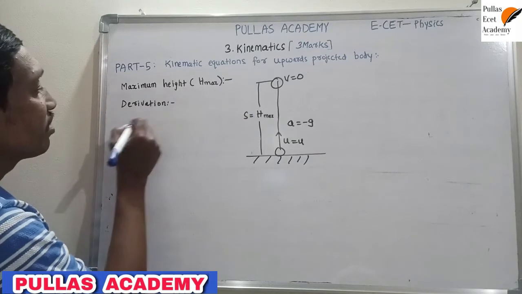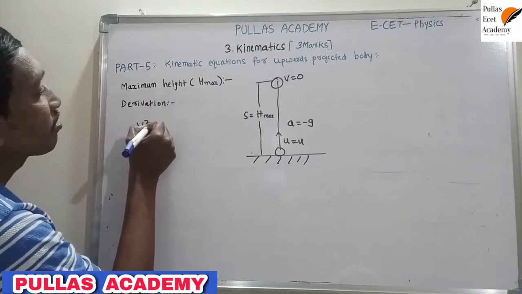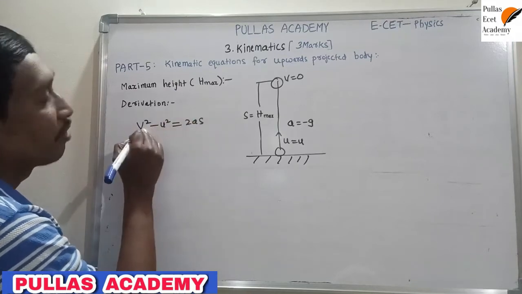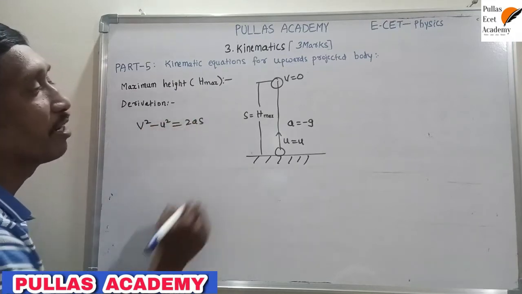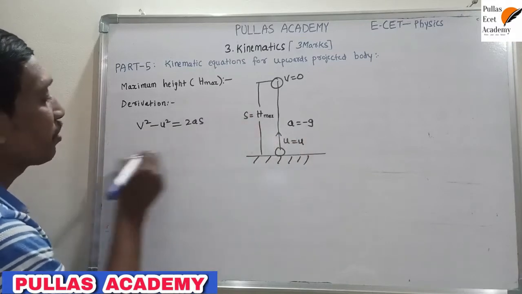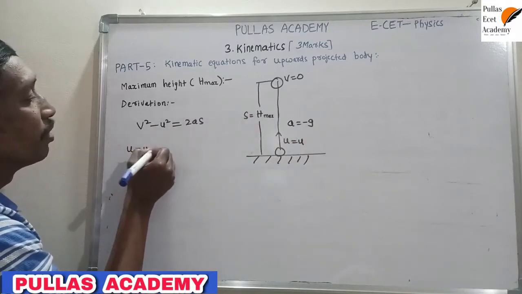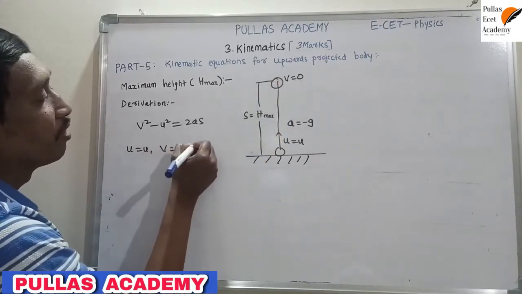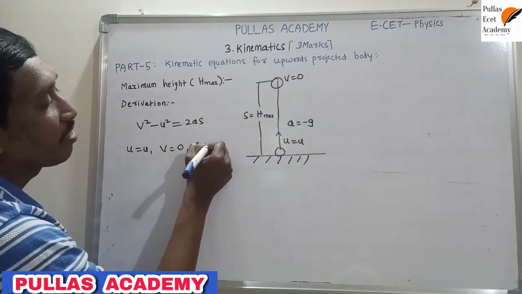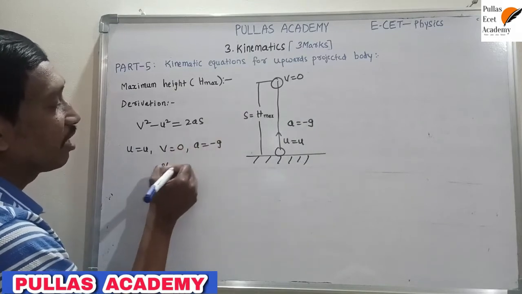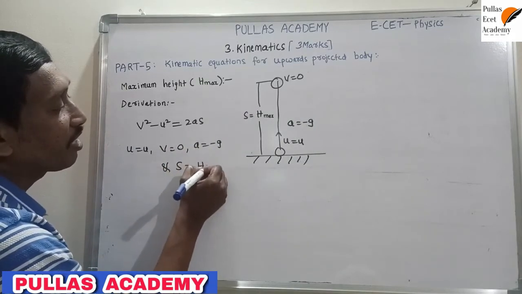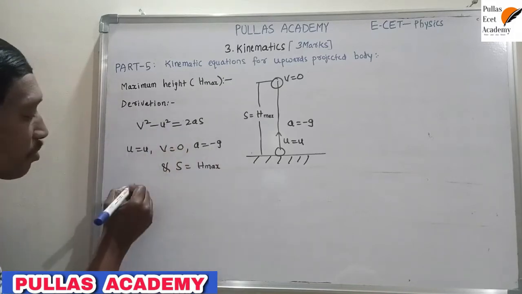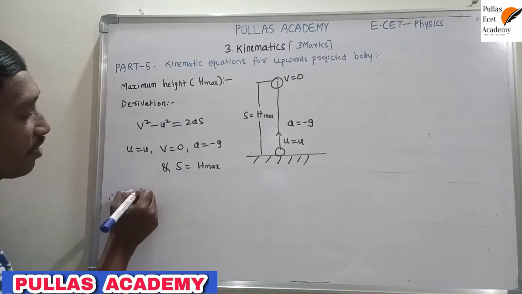In the derivation, first we have to recognize the third kinematic equation for a uniformly accelerated body: v square minus u square is equal to 2as. In this equation for an upwards projected body, u is u, and v is 0 when it reaches the maximum height. For an upwards projected body, a is always minus g. The displacement is the maximum height, so here we consider H max. Substitute all these in the equation, so instead of v substitute 0.